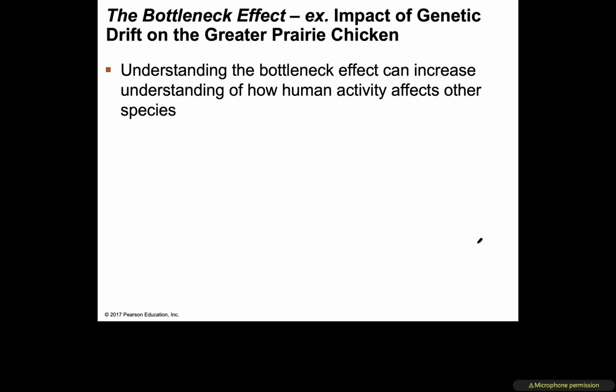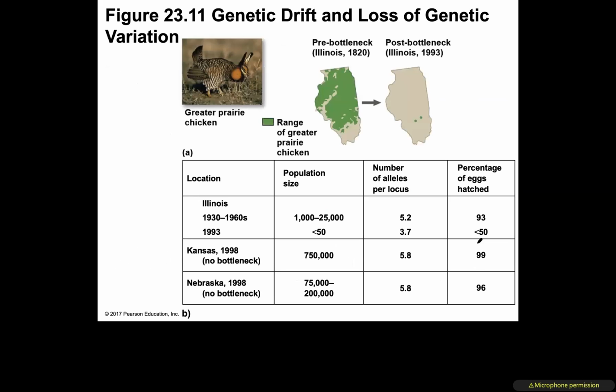So understanding this bottleneck effect can increase the understanding of how human activity affects other species. And so this talks about the prairie chicken, and this goes into the study of the prairie chicken and how the bottlenecking effect has affected the prairie chicken. And so when you look here, here's your pre-bottleneck effect, and here's your post-bottleneck effect. This is in Illinois. The range of the prairie chicken was very, very wide, lots in Illinois. This is a population study from 1820, and this is a population study from 1993.